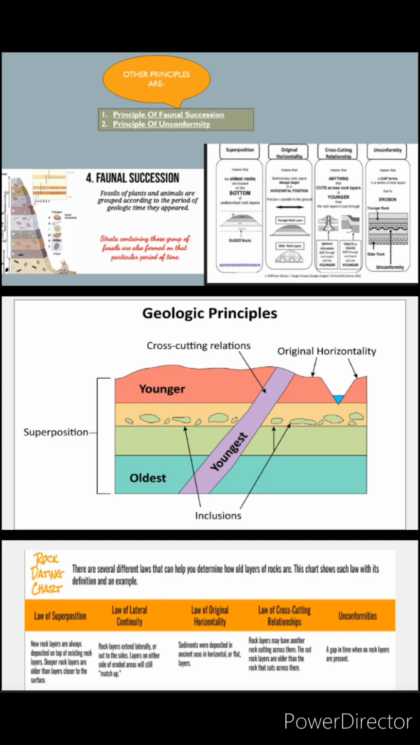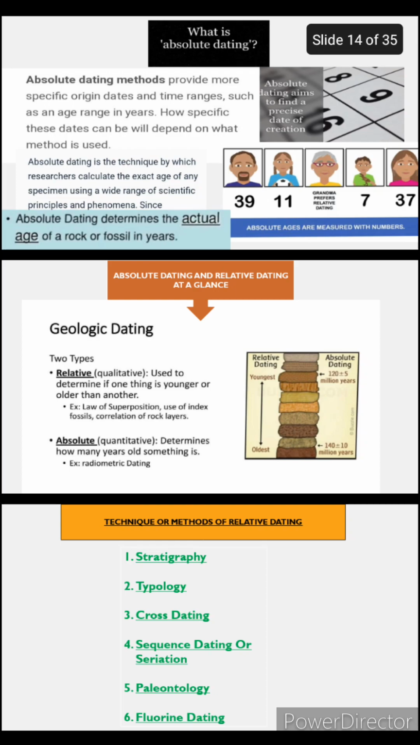So now we know about what absolute dating is. Absolute dating methods provide a more specific origin date and time range, such as an age range in years. How specific these dates can be will depend on the methods in use. Absolute dating is the technique by which researchers calculate the exact age of a specimen, using a wide range of scientific principles and phenomena. Absolute dating determines the actual age of rocks and fossils in years. So this is an absolute age.